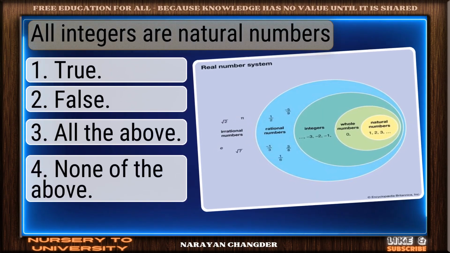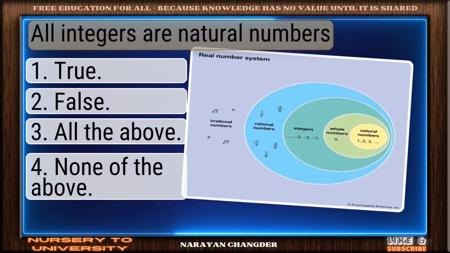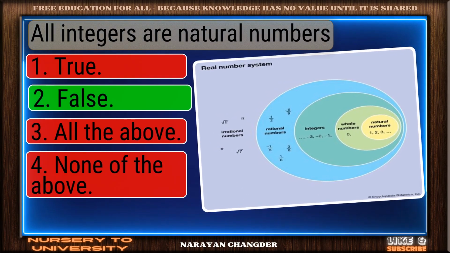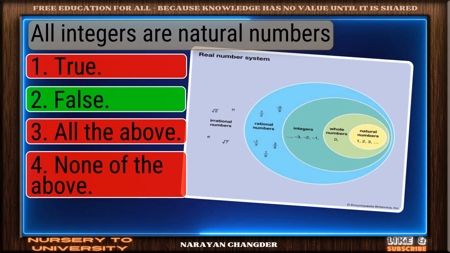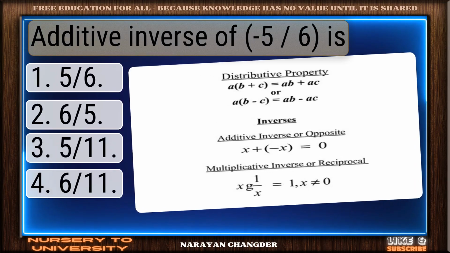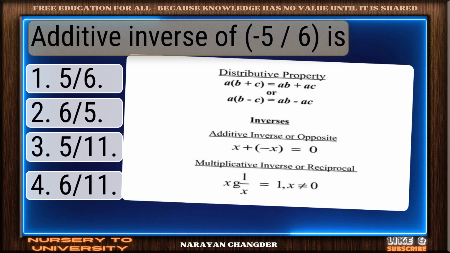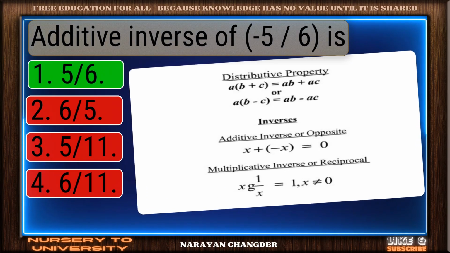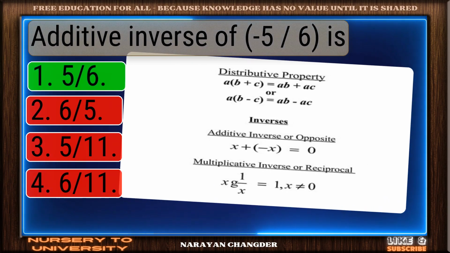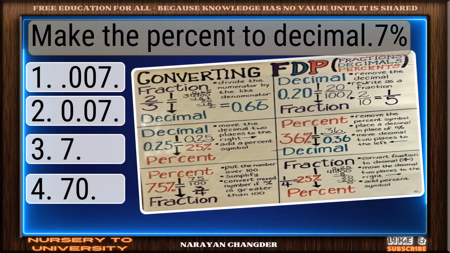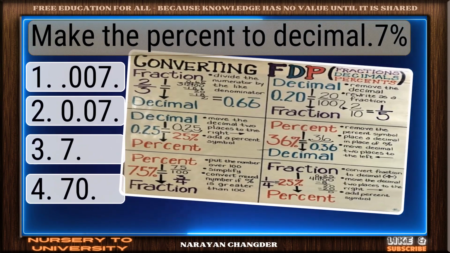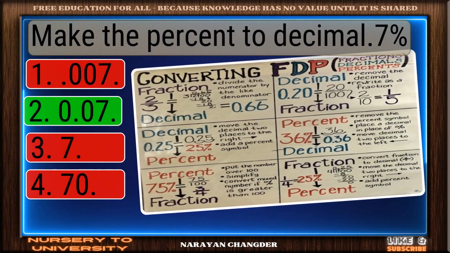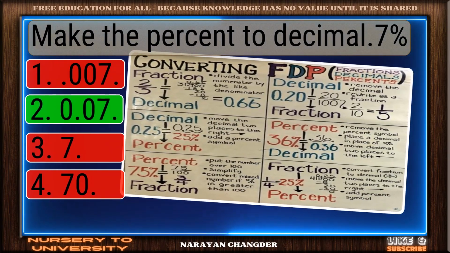Question number 118. All integers are natural numbers. Great thinking. False is the right choice. Question number 119. Additive inverse of is. Sharp thinking. 5/6 is the right choice. Question number 120. Convert the percent to decimal 0.7%. Correct response. 0.007 is the most accurate answer.